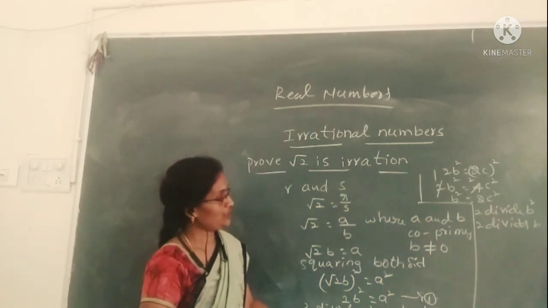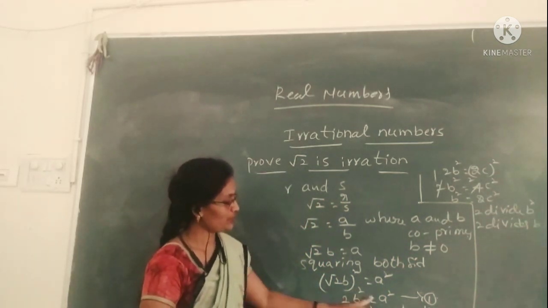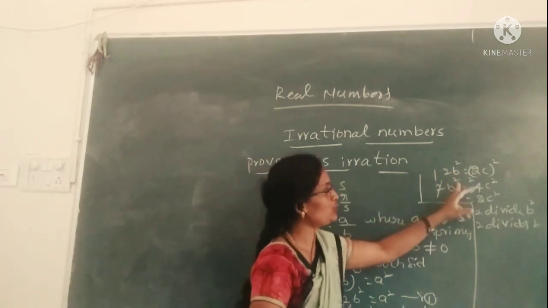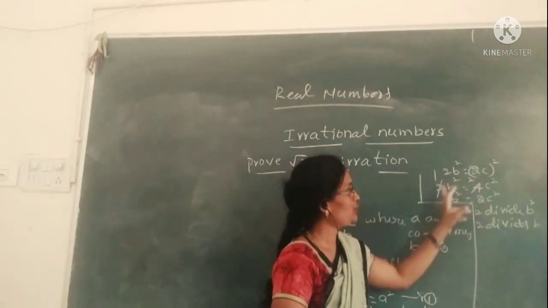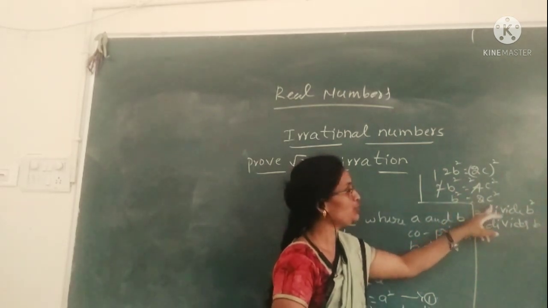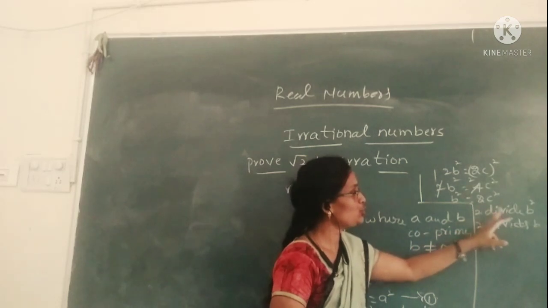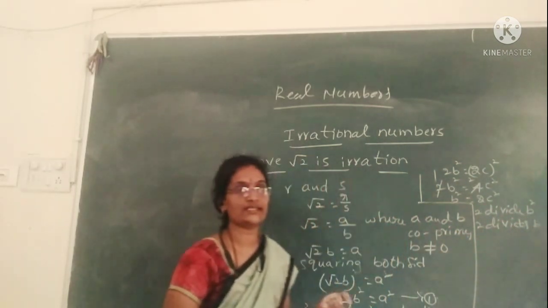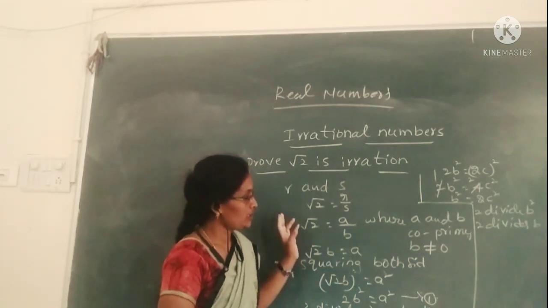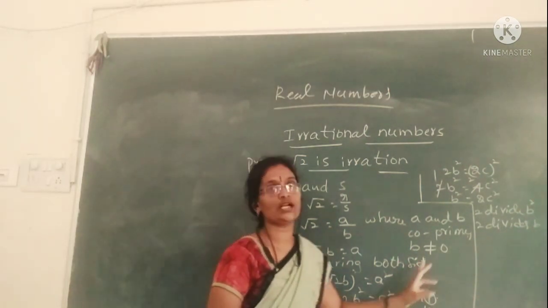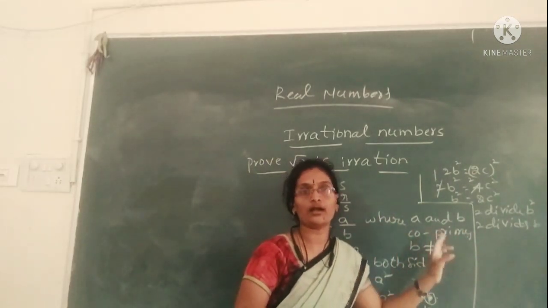So a is equal to 2c, then 2b² is equal to (2c)². So 2b² is equal to 4c², since 2 times 2 is 4. Then b² is equal to 2c². We can observe that 2 divides b², and so 2 divides b. So both a and b have 2 as a common factor.